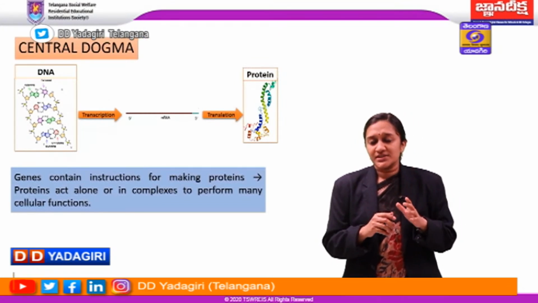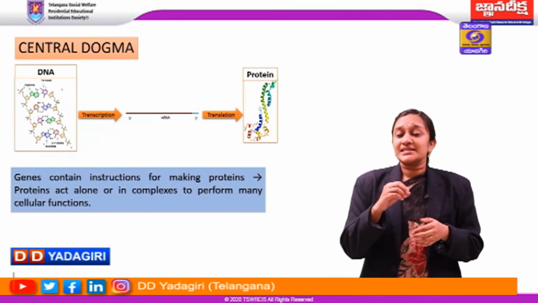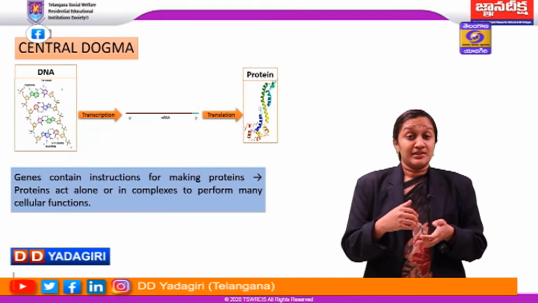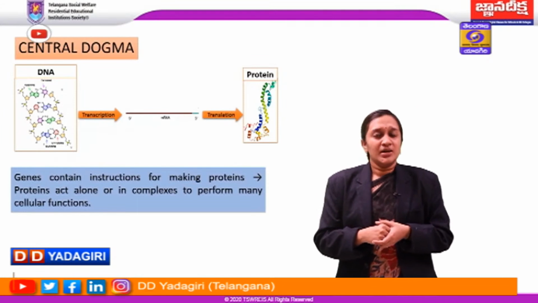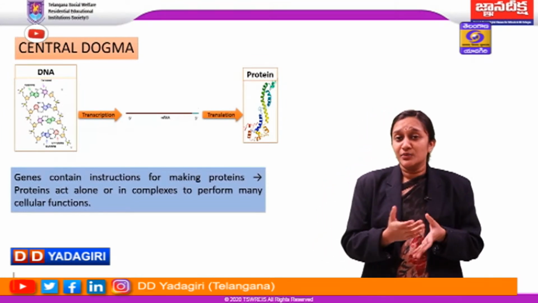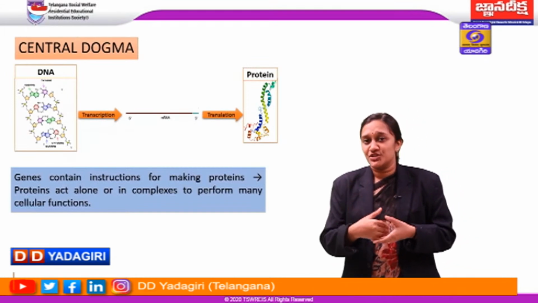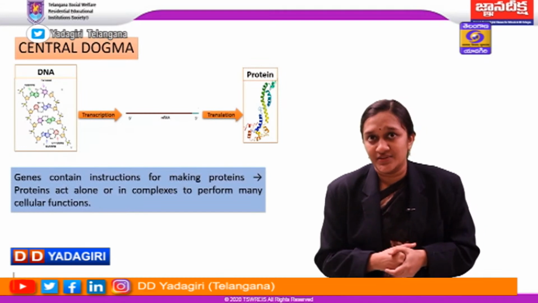The second was DNA to RNA information transfer. This is part of the first step of protein synthesis. Then RNA to protein is the second step of protein synthesis. And the final one is RNA to RNA information transfer. This is seen in RNA viruses which copy themselves.